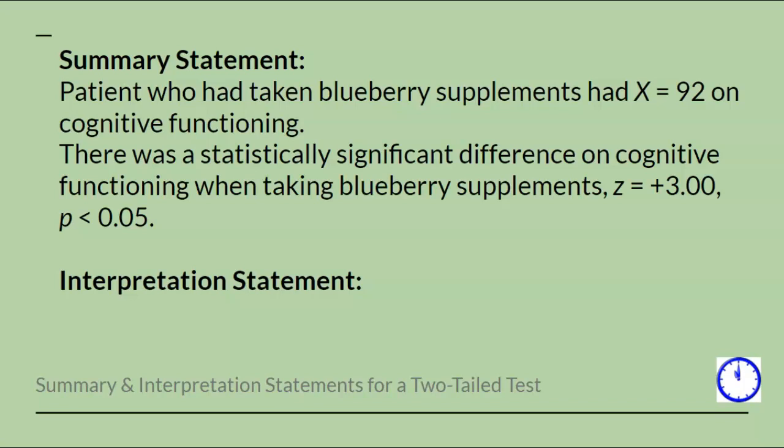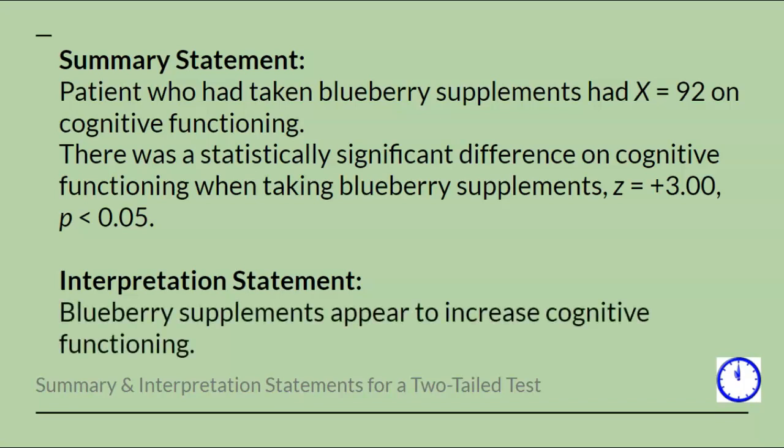I want you to get even more specific. Let's go to the z-score. The z-score was a +3.00, which indicated the cognitive function increased because we got a plus sign. Well, guess what? That's our interpretation statement. Blueberry supplements appear to increase cognitive functioning. Not too bad, right?